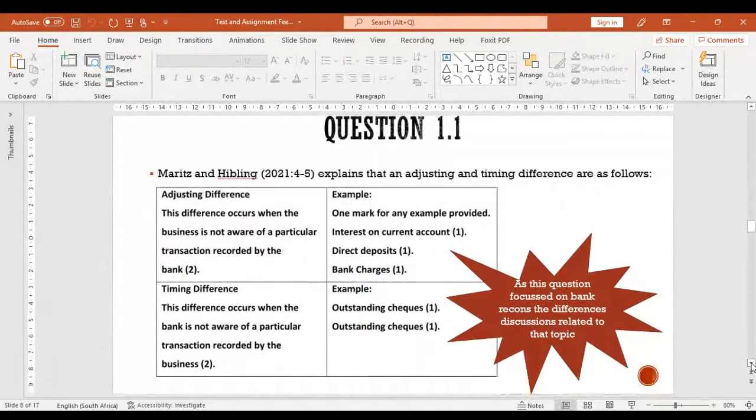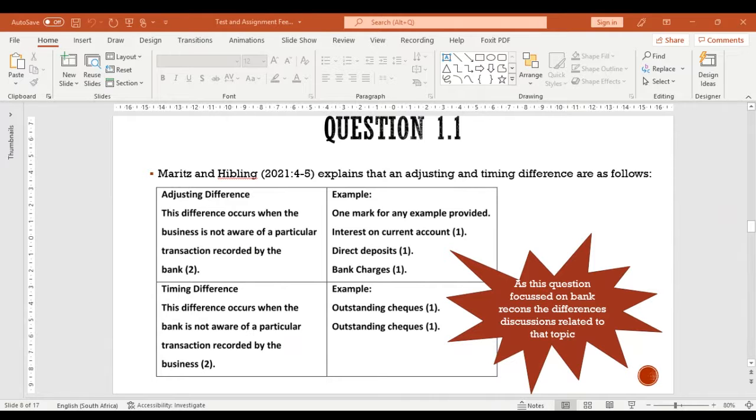Okay, so for question 1.1, you would have explained what an adjusting difference and a timing difference is. Now, I've indicated on here where in your textbook you would have found it. So you would have found it on page 4 to 5 in your prescribed textbooks. So they tell you adjusting difference is a difference where the business is not aware of a particular transaction that has been recorded in your bank. And an example is your direct deposits, bank charges, interest on current accounts. Any of those would have given you a mark.